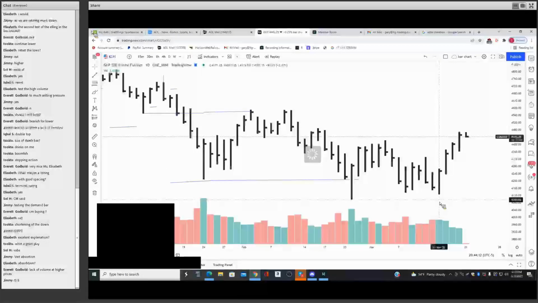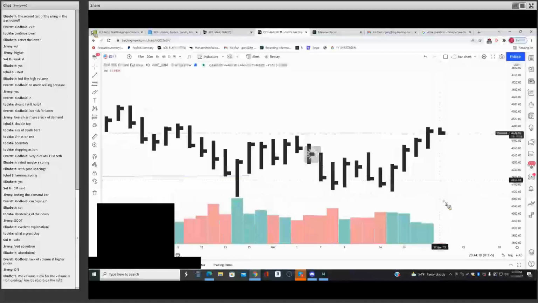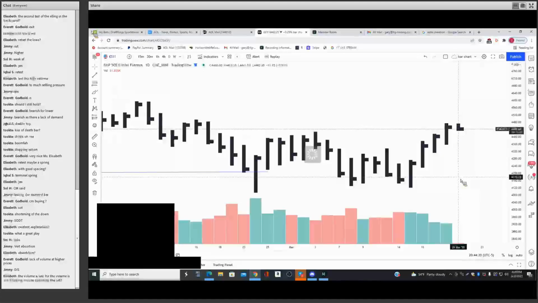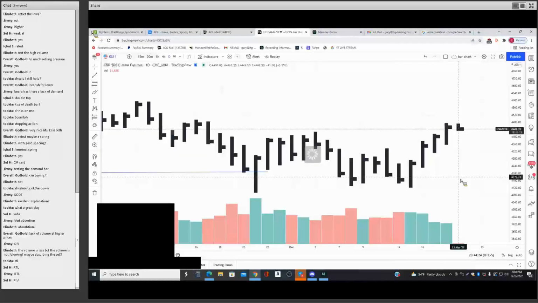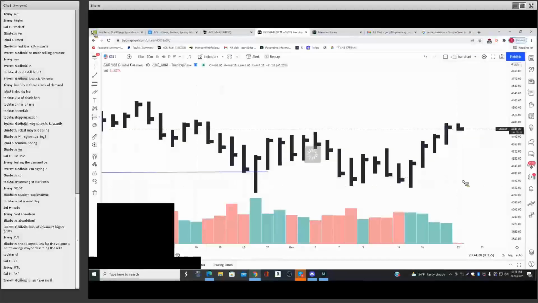Now, what's a way to determine if the market's overbought or oversold? What are the two ways that we determine if the market's overbought or oversold? Anybody? Risk trend line, what else? Point and figure. Let's draw our lines.